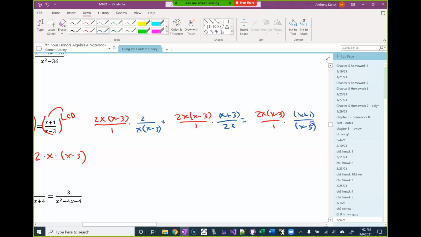So the x can reduce, the x minus 3 reduce. So I'm left with 2 times 2. The 2x's reduce. So I'm left with x minus 3 times x plus 3. And then the x minus 3's reduce, so I have 2x times x plus 1. So far, so good?